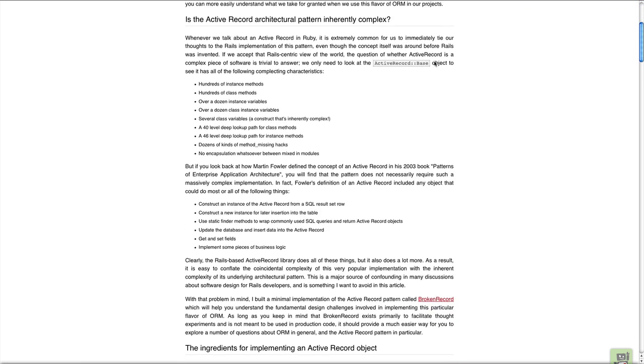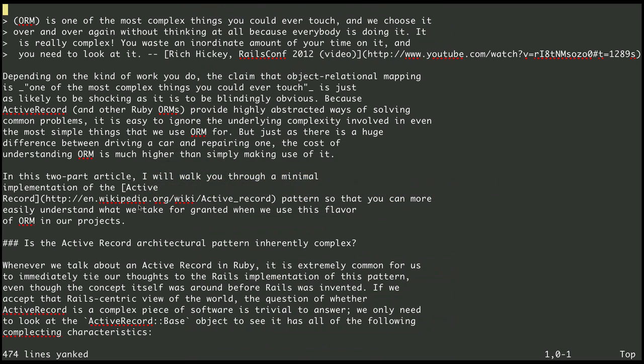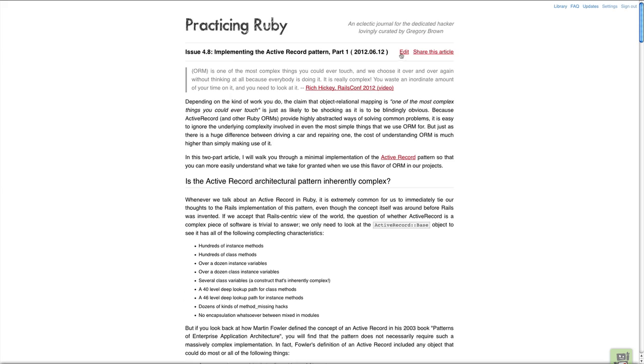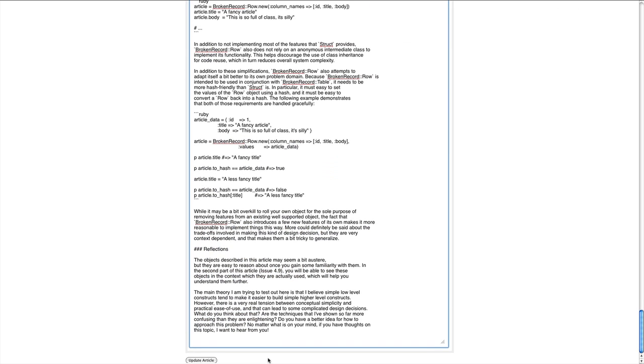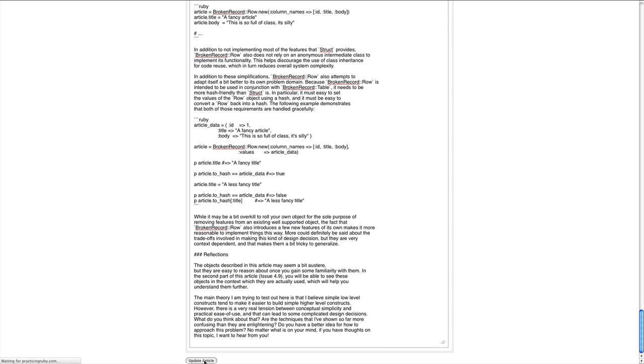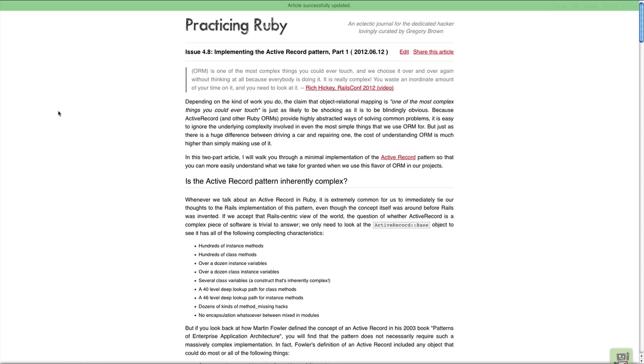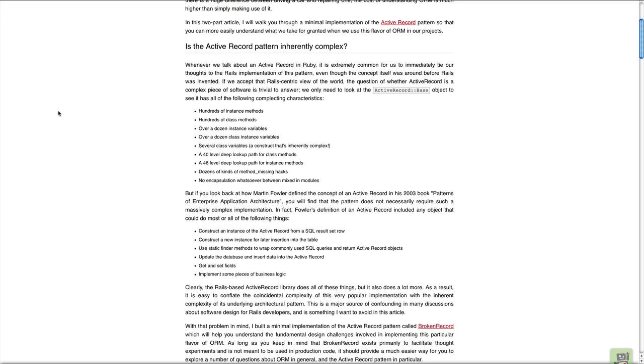Is the active record architectural pattern inherently complex? Whenever we're talking about active record in Ruby, it is extremely common for us to immediately tie our thoughts to the Rails implementation of this pattern, even though the concept itself was around before Rails was invented.